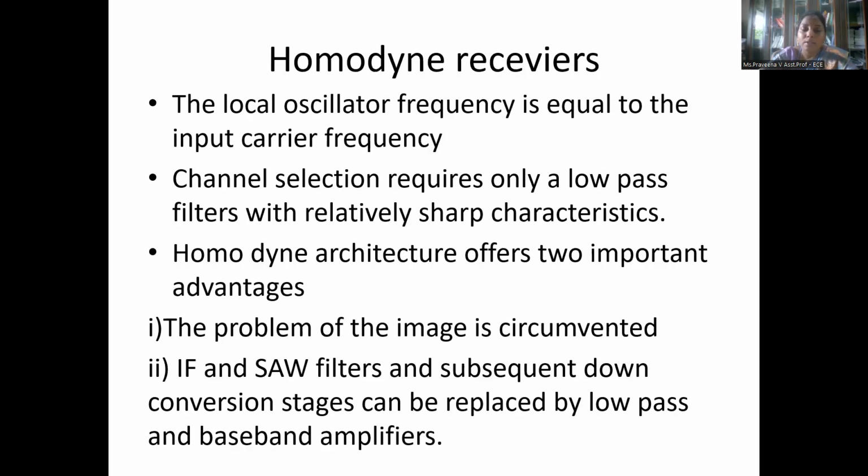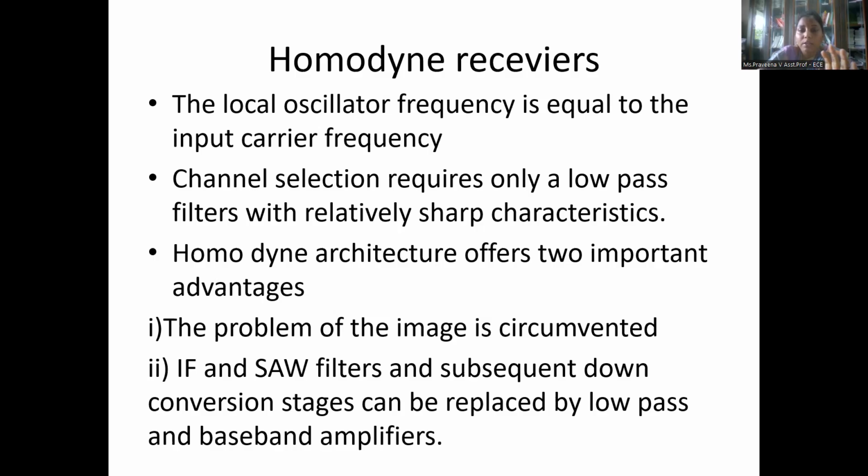Next is the homodyne receiver. In a homodyne receiver, the local oscillator frequency is set equal to the input carrier frequency, so that the signal is directly converted to baseband. In this architecture, channel selection can be achieved using a low pass filter with relatively short characteristics instead of complex IF filtering stages. So there are two advantages. The image frequency problem is completely avoided, and in addition, RF is directly converted to the baseband.